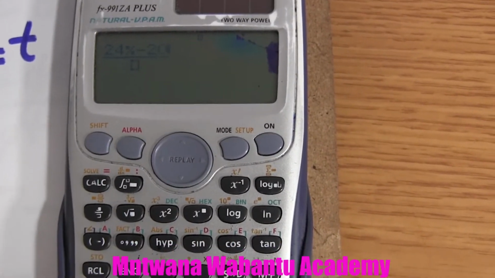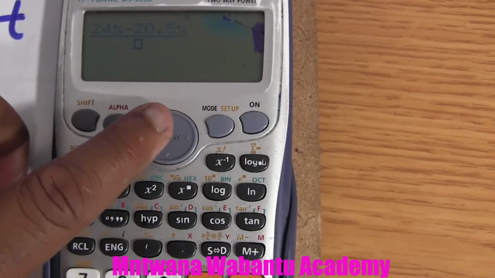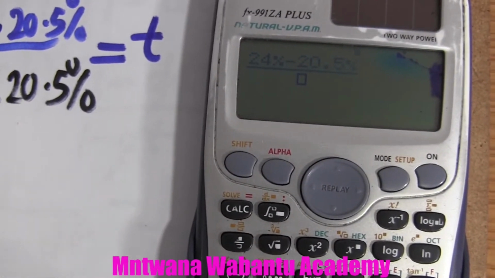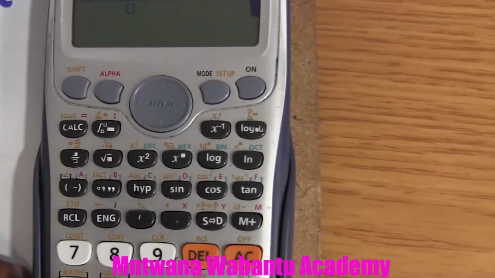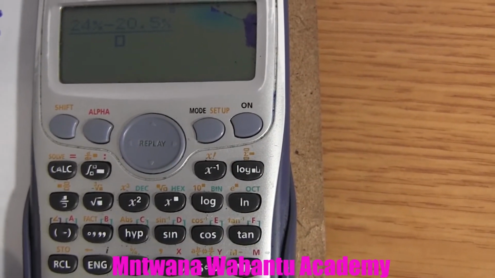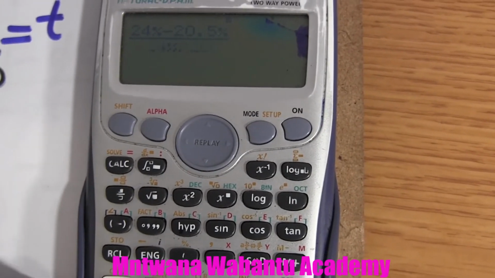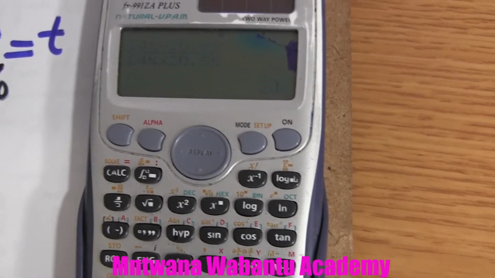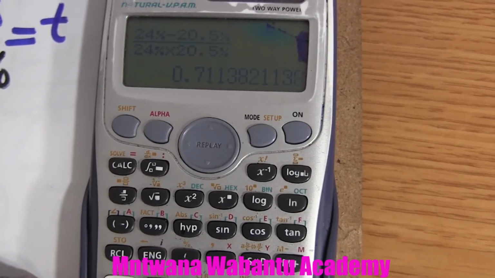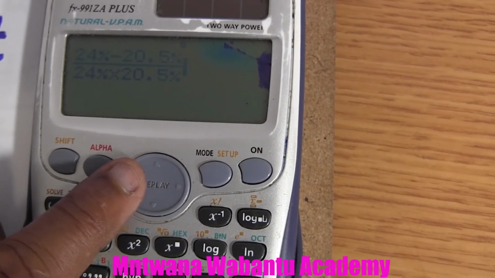So say 20.5, also shift percent, and then I'll come to the denominator. At the denominator, they say what? You multiply the two, meaning 24% and 20.5%. Okay, so we just multiply those two numbers. So 24 shift percent times 20.5 shift percent. Okay, let's get the answer. But remember, the answer you're going to get is going to be in, oh wait, I made a mistake here, apologies.